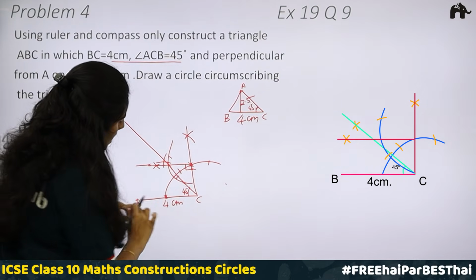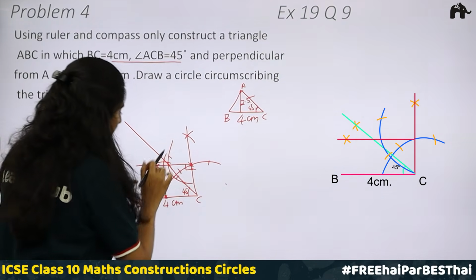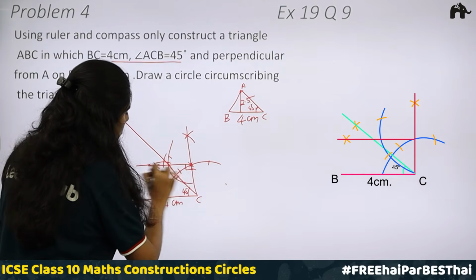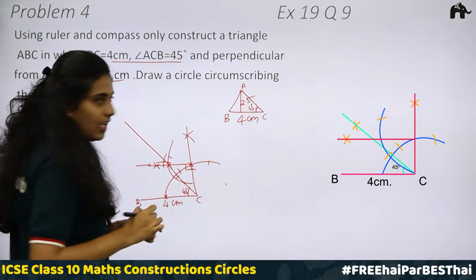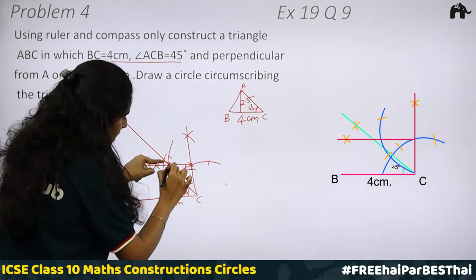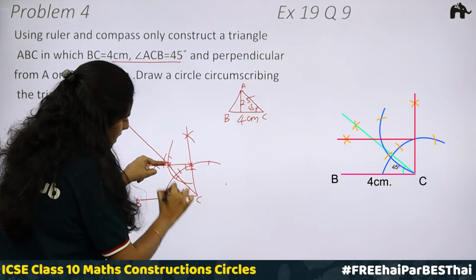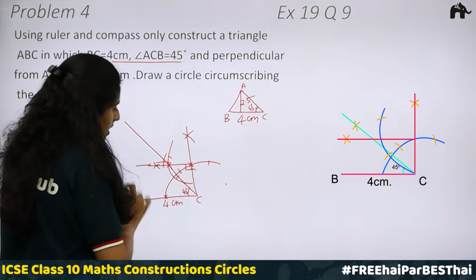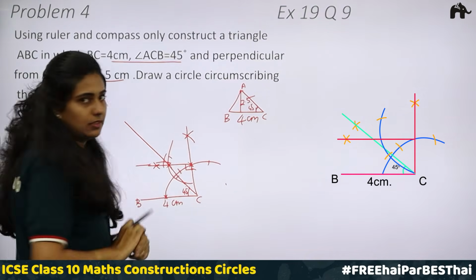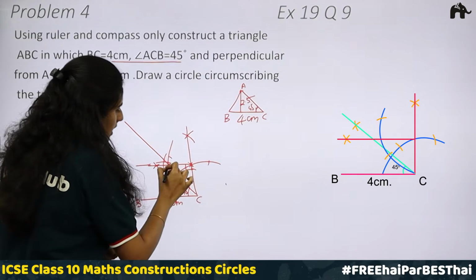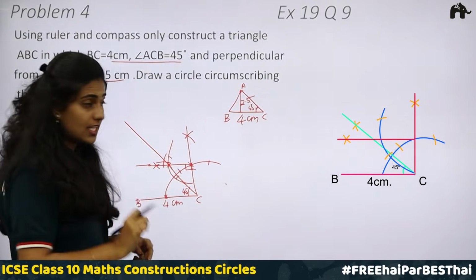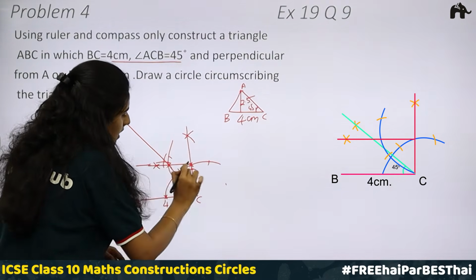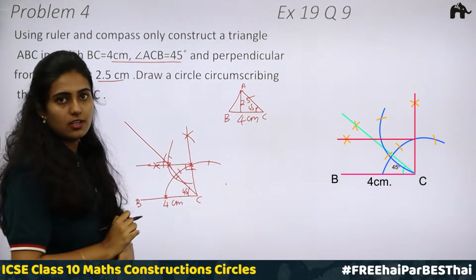Now, this line will be parallel to BC. And A will be lying on this line. So, somewhere here we will be having A, because only you will be getting 90 degree perpendicular if A lies on this line. Clear? So, here we have a point where A is touching the line which we have drawn now.